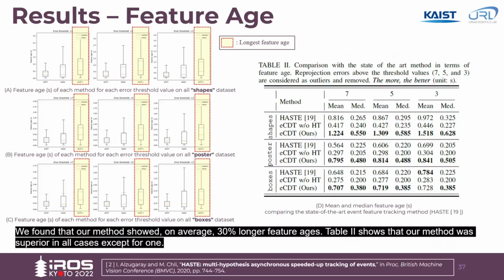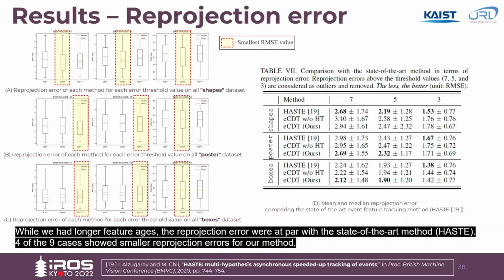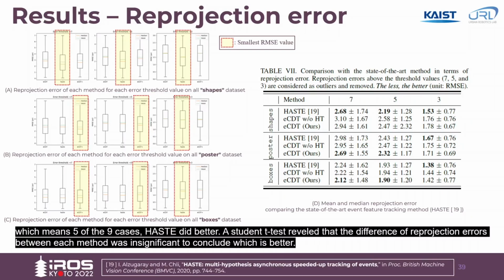We found that our method showed, on average, 30% longer feature ages. Table 2 shows that our method was superior in all cases except for one. While we had longer feature ages, the reprojection error were at par with the state-of-the-art method HASTE. 4 of the 9 cases showed smaller reprojection errors for our method, which means in 5 of the 9 cases HASTE was better. A student t-test revealed that the difference of reprojection errors between each method was insignificant to conclude which is better.